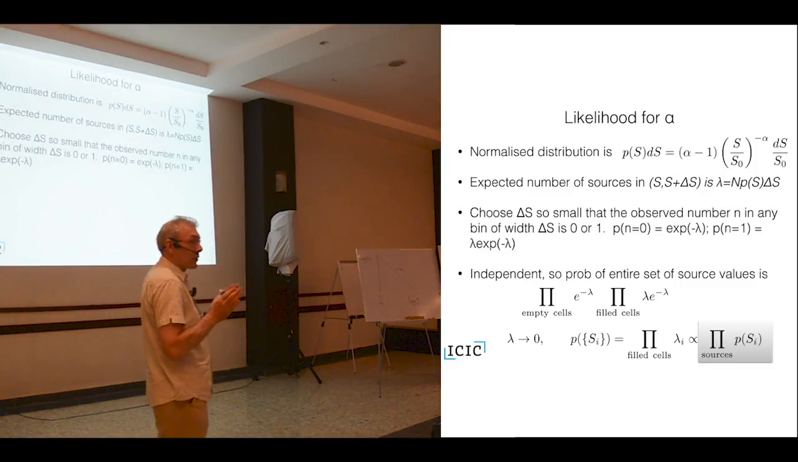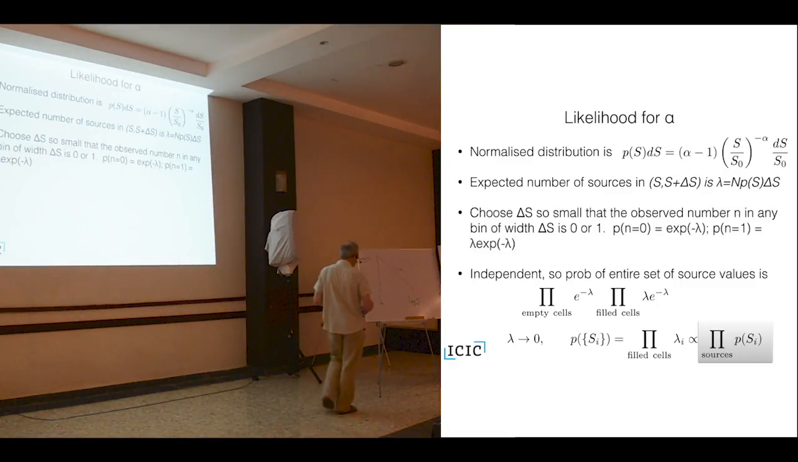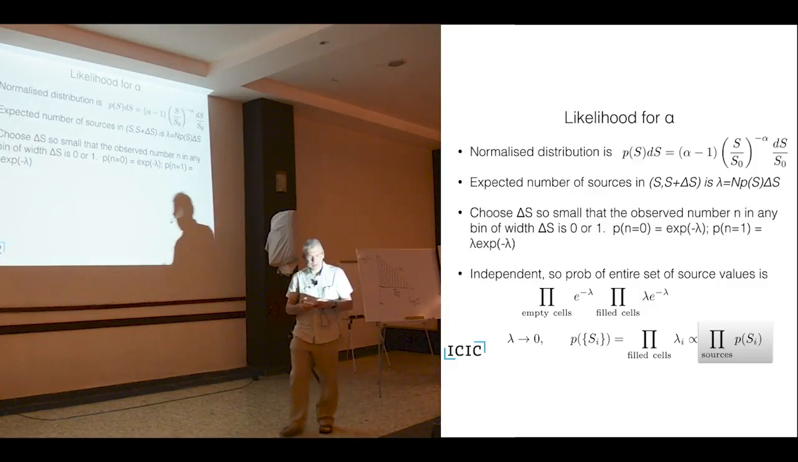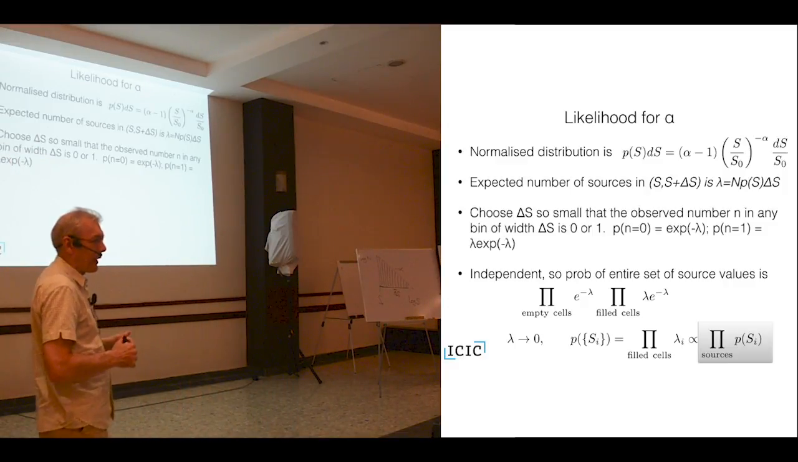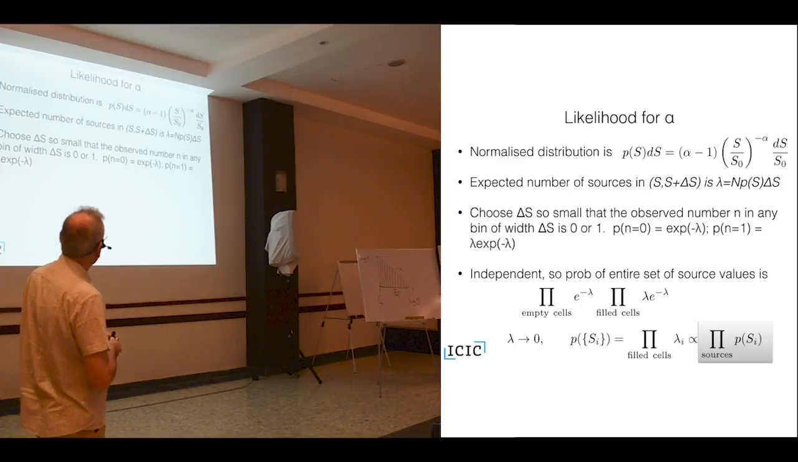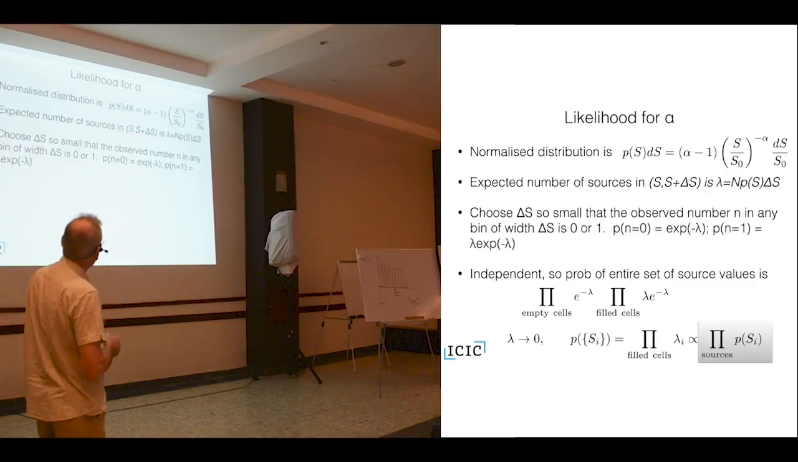So what we do is to choose delta S so small that, effectively, we take the distribution of sources and divide it into a large number of small ranges, each of which has a width of delta S. You don't actually have to do this in practice, because you can essentially use the result that I'll come to at the end if you're dealing with a continuous distribution, but this is a construction that allows you to get to the probability.